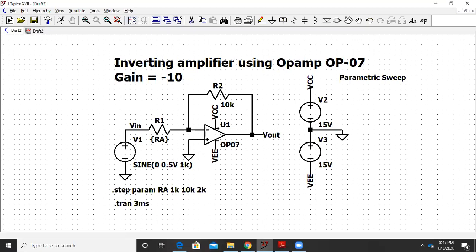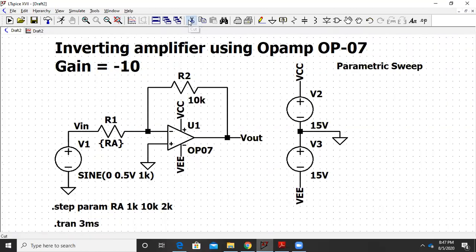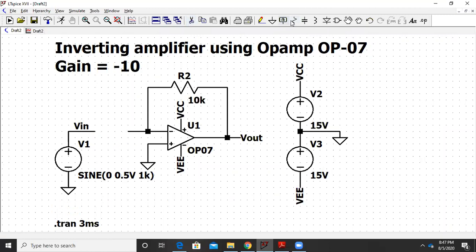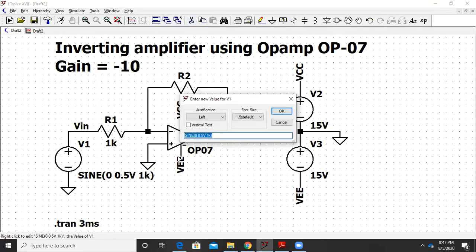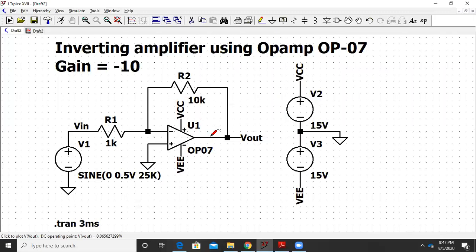So let us go back over here, and we don't require the parametric sweep now, so we can easily delete this. We can add this resistor over here as R1 only, and get back the original value of 1K. The only thing that changes is that the frequency is now increased to 25 kilohertz. Now let us observe what will happen at the output.